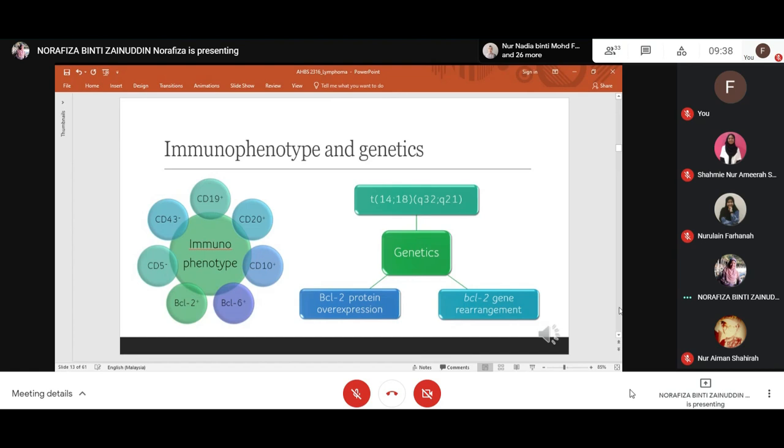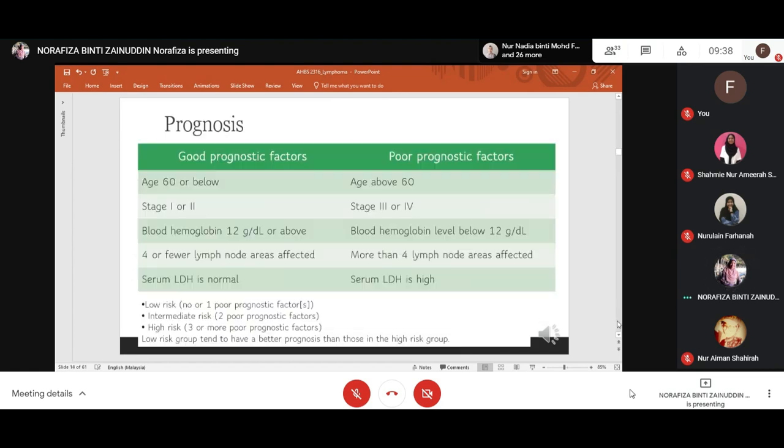All right, so for prognosis, for those aged 60 or below, surprisingly, they have good prognosis, but those above 60 have poor prognosis. And also stage 3 and 4, hemoglobin less than 12 grams per deciliter, more than 4 lymph node areas affected, and high LDH. If patients have all of these, they have poor prognosis.